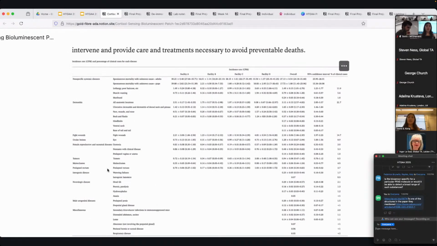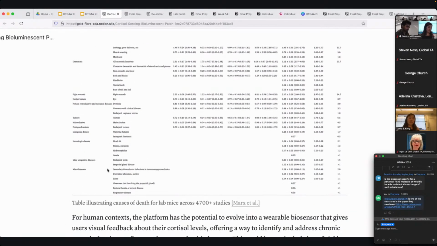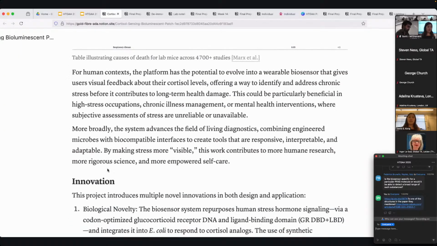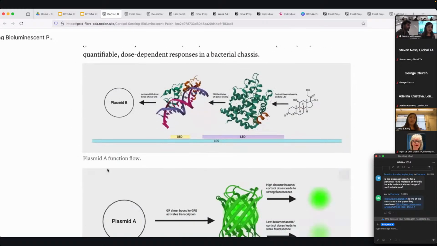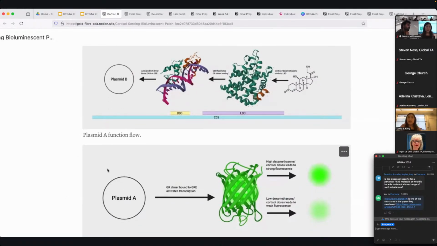So the idea behind this cortisol biosensor is that it will fluoresce green on a gradient in response to cortisol amounts detected. Here, I'll go over the circuit real quick using these graphics, but basically it's two plasmids. Plasmid A is the sensor, and plasmid B is the reporter. Plasmid A includes two important regions, the ligand binding domain and the DNA binding domain. So cortisol, or a synthetic analog, dexamethasone, binds to the ligand binding domain of plasmid A, and then it creates an activated GR dimer.